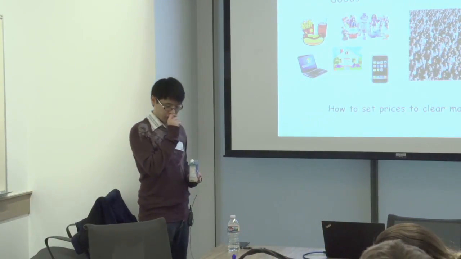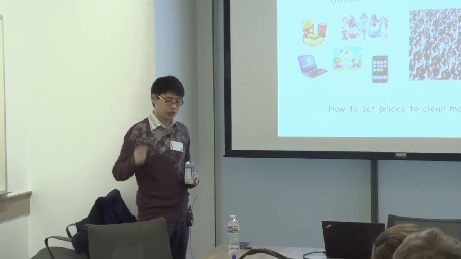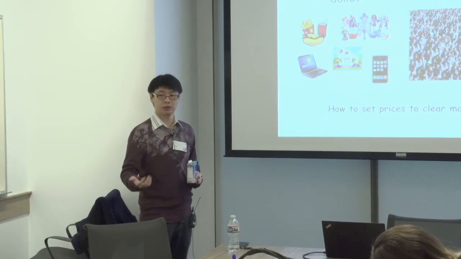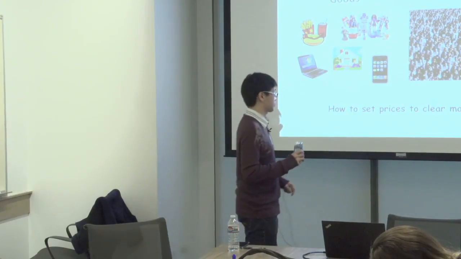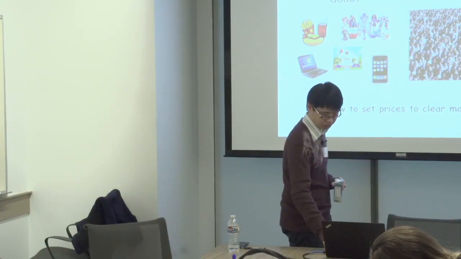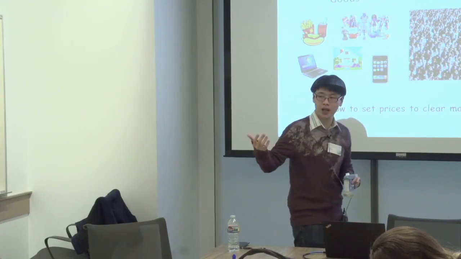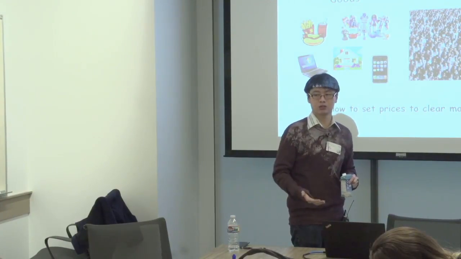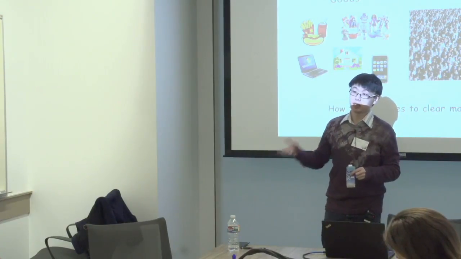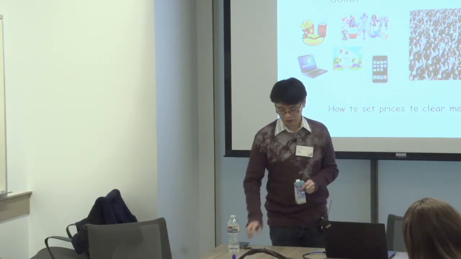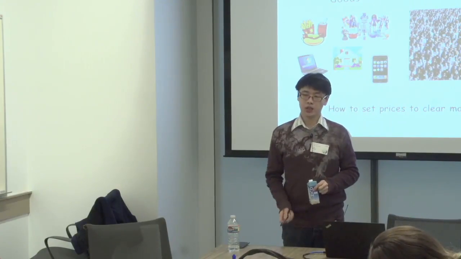So given this very simple picture, how do we get an equilibrium? That's the question that I want to talk about. If you set the price too high, you are going to undersell, so certain goods may not be sold. If you set it too low, too many people may want this pen, and you have an over demand.